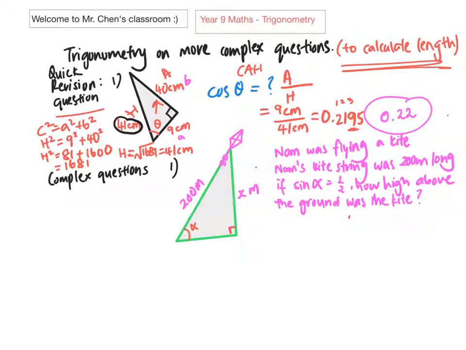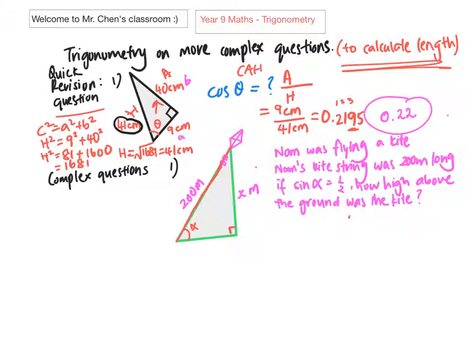Now we're going to move on to find more unknowns on more complex questions. So complex question number 1. Nam was flying a kite, and Nam's kite string was 200 meters long, as you can see here. That string there is 200 meters long up to here.